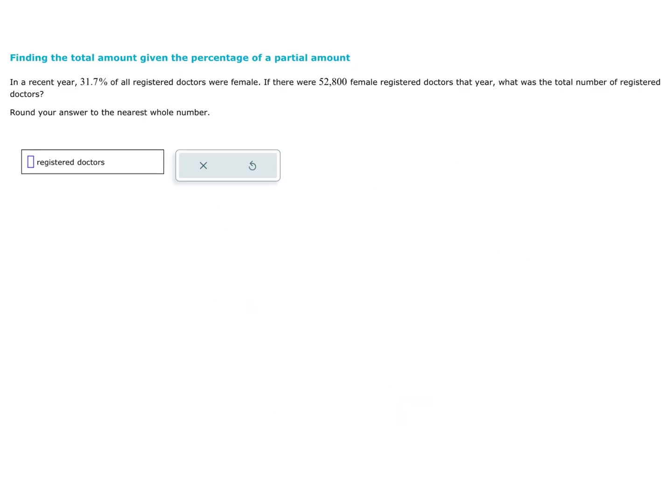This one says, in a recent year, 31.7% of all registered doctors were female. If there are 52,800 female registered doctors that year, what was the total number of registered doctors? Nearest whole number is what we're rounding to. The 52,800 doctors were the female doctors, which was 31.7%. I'm not going to change that to a decimal, and I'm not going to divide by 100.